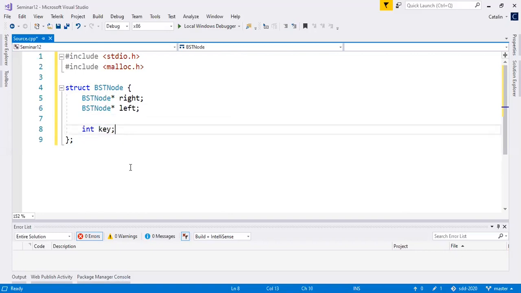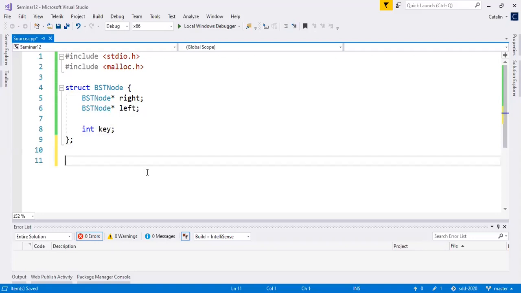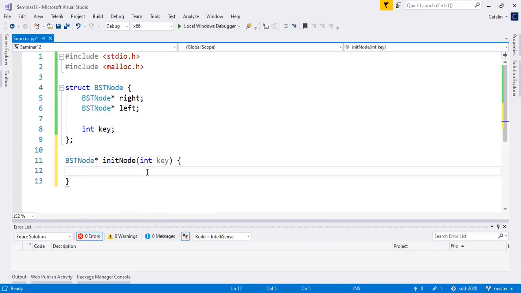And we know it's an AVL because we will take care of this tree. But in terms of structure, there is no difference. Okay, so an AVL tree doesn't have a different structure. They are the same. Okay, so we have the structure of a binary search tree node. We need this function to initialize it. Okay, so binary search tree node asterisk init node, and here we need only the key. Okay, int key. So here I will have a binary search tree node pointer.